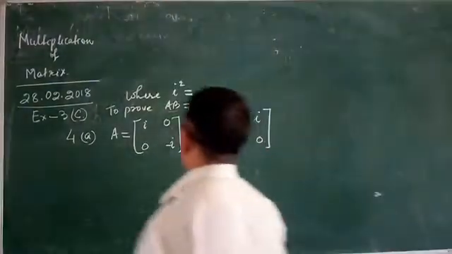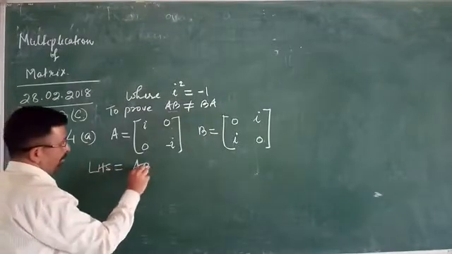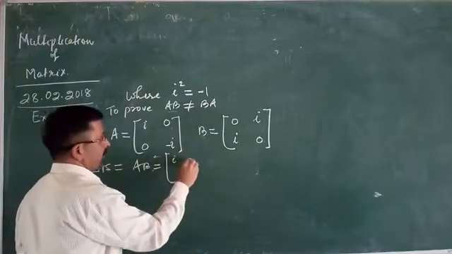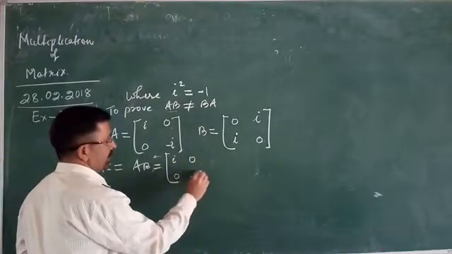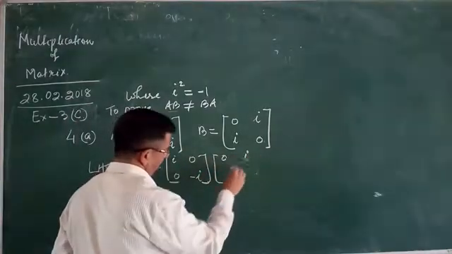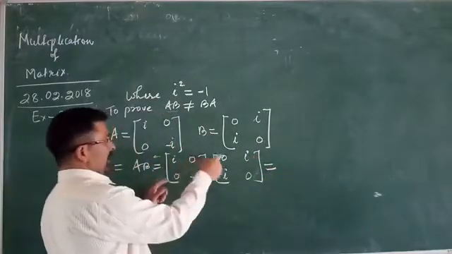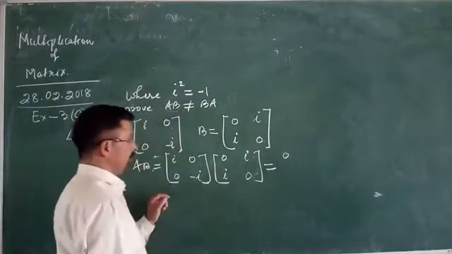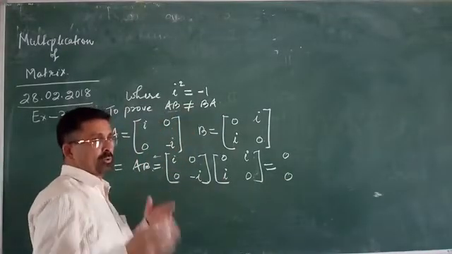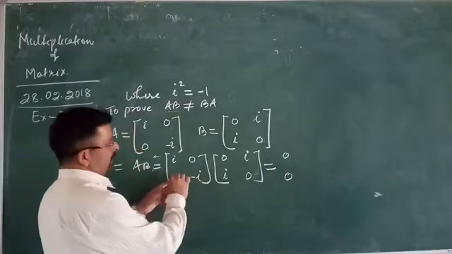All right. First of all, we are going to calculate the value of the left hand side. LHS is equal to AB. And AB is equal to the matrix I, 0, 0, negative I, times B, which is 0, I, I, 0. When you multiply, I into 0 is 0, 0 into I is 0. Whether it's I or anything else, anything multiplied by 0 is 0. Now, this into this.